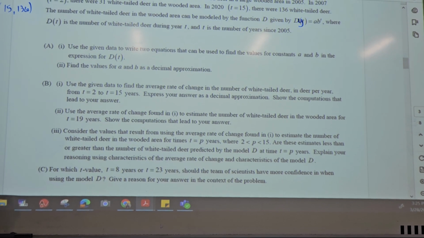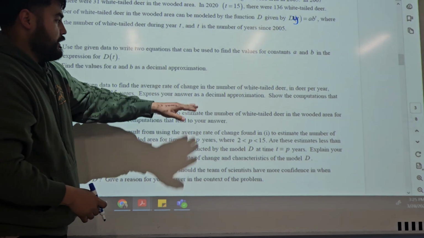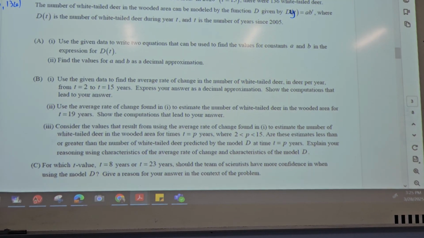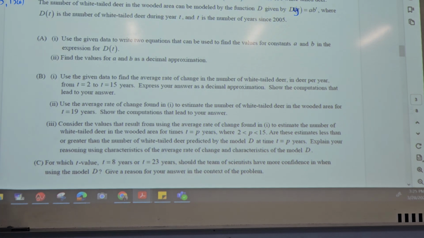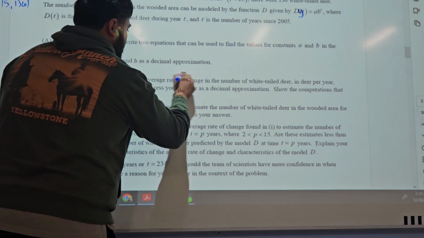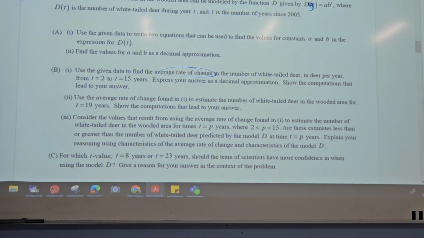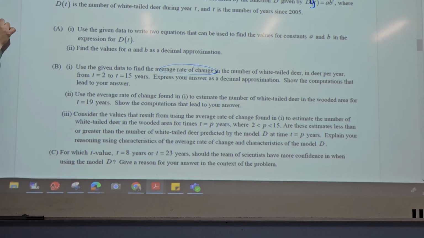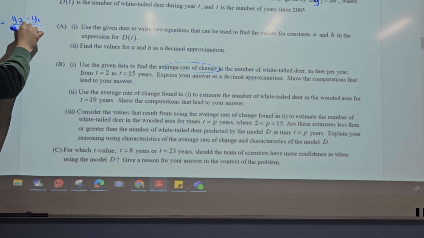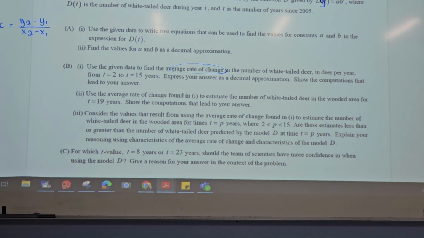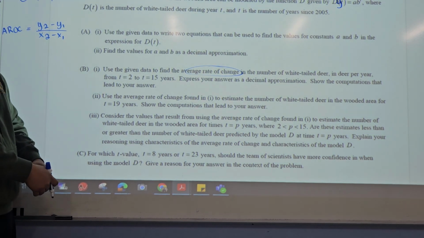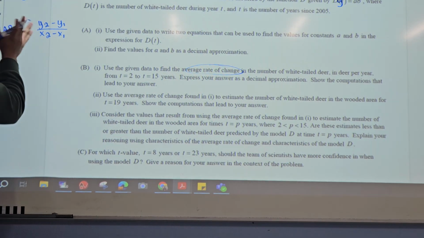Part B. Use the given data to find the average rate of change in the number of white-tailed deer per year from T2 to T5 years, right? So, here we go. The average rate of change is basically y2 minus y1 over x2 minus x1. Simple, right? In the solutions, they have something that is way worse. I try to simplify it just to this, okay?